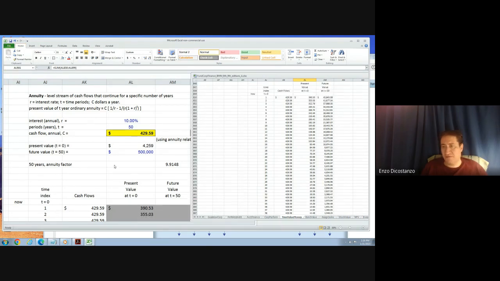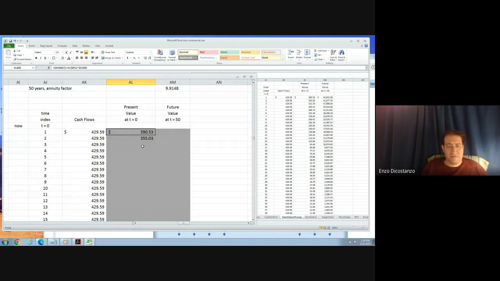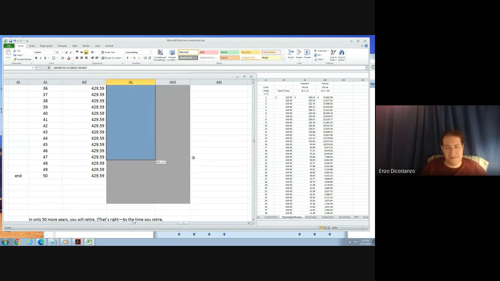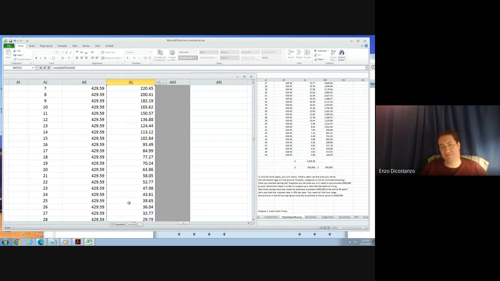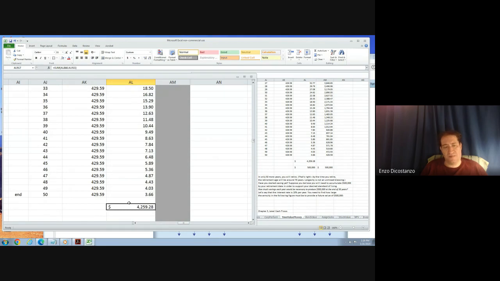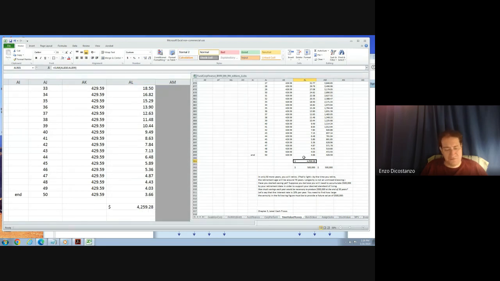So again, I make of these 50 payments. Today it's worth 355, those are 390. So I can just fill these down to the 50th one. And then what I did, I worked out at the bottom here. I sort of skipped a couple lines here. And I said, okay, equals sum. Let me sum this. 4,259 is that.